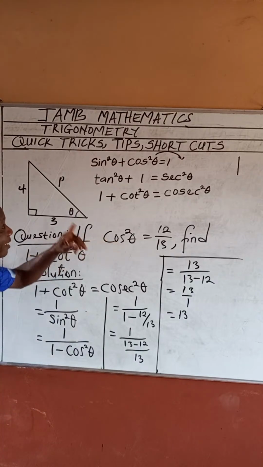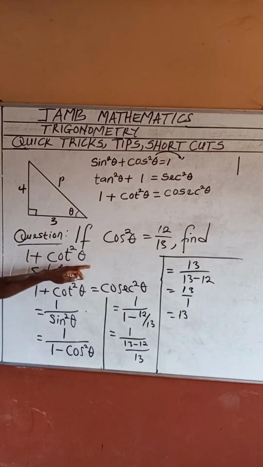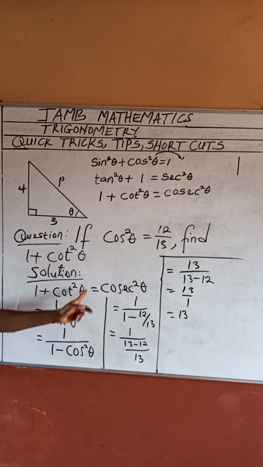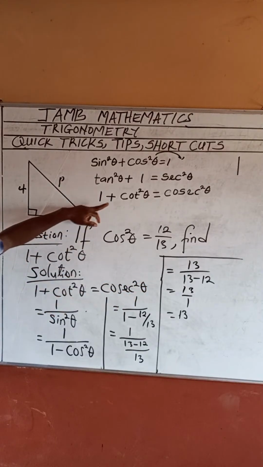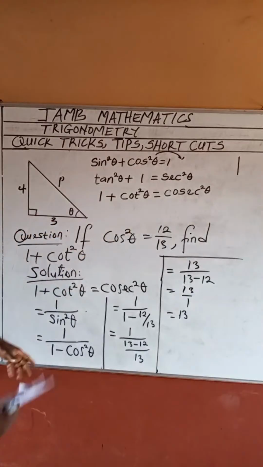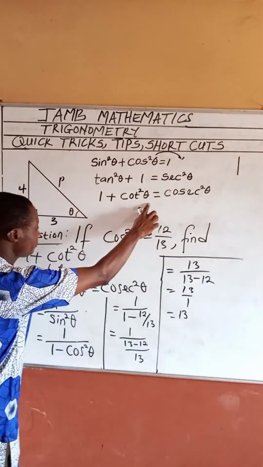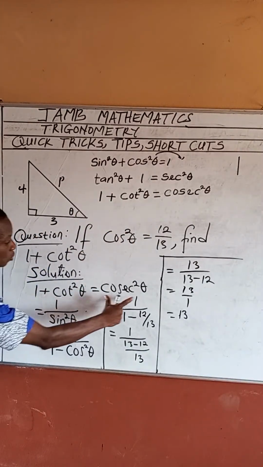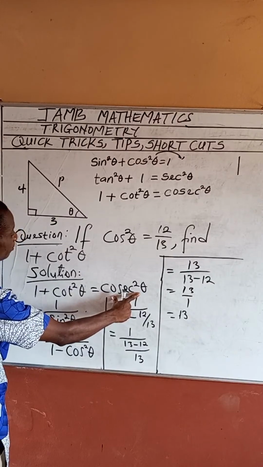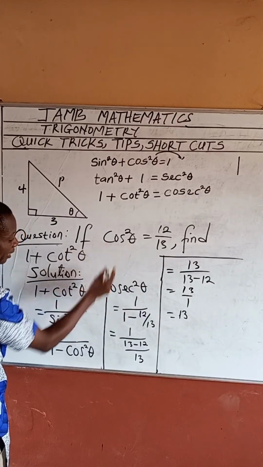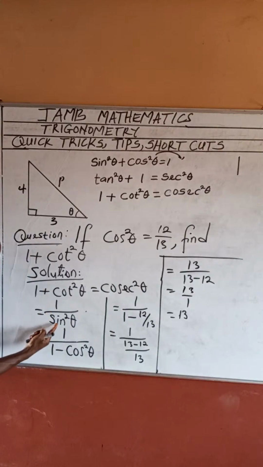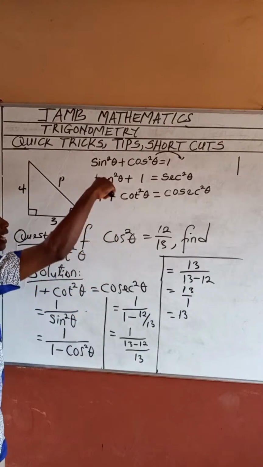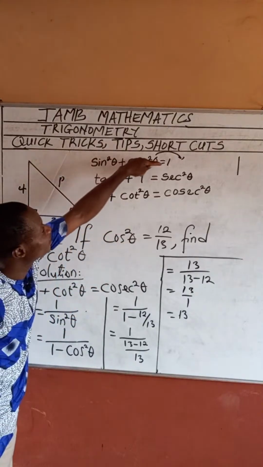So just look at the way we gradually started from here. We transformed to this one using this identity. Which identity did we use? Cot. Yes, we used this identity to transform 1 plus cot squared theta into cosec squared theta, because we don't have cot here. And this cosec squared theta is 1 over sine squared theta, and that also leads us to another identity, this particular identity.